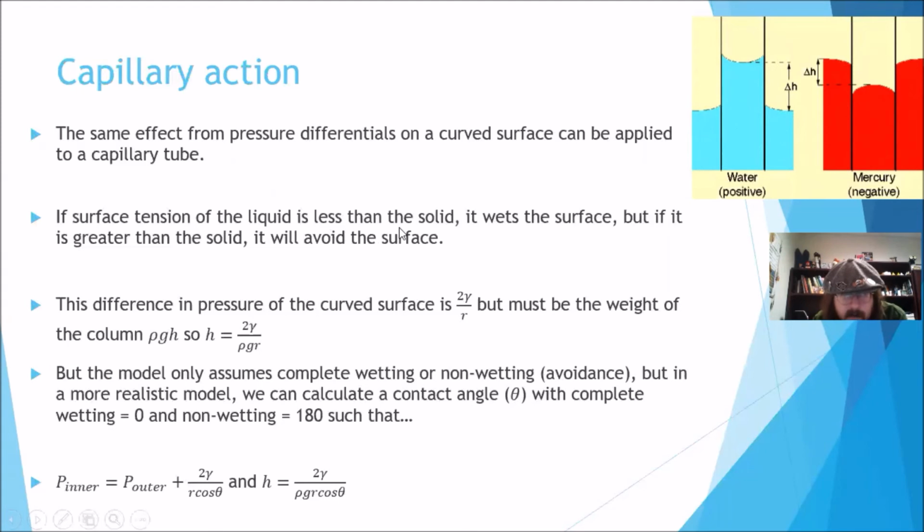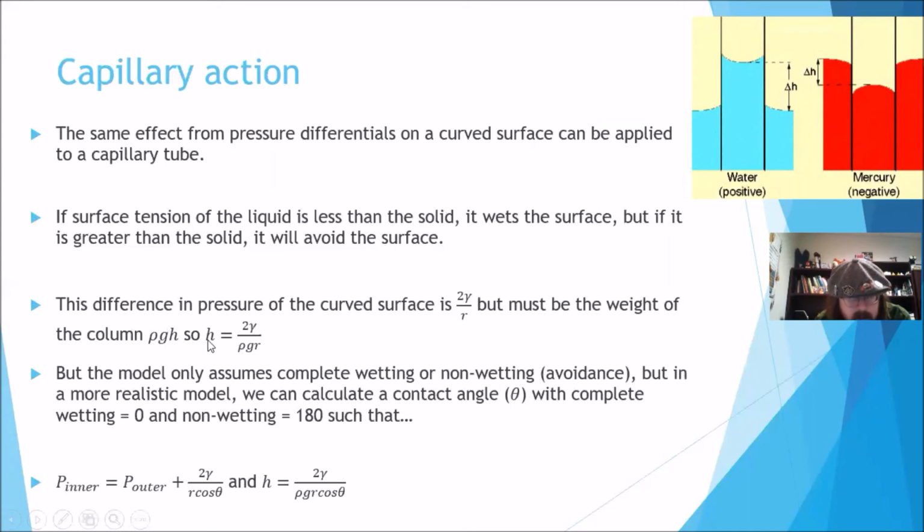So water will spread out on certain surfaces but bead up on others. The difference in pressure of a curved surface, as I said, is 2 pi gamma over r. But there must be the weight of a column, so we have to factor in how much the water weighs. As we change this, we have to take into account the density, the gravity, and the height of a column.